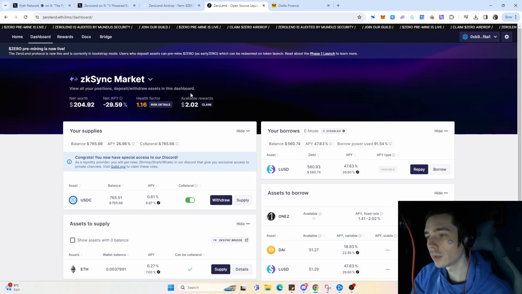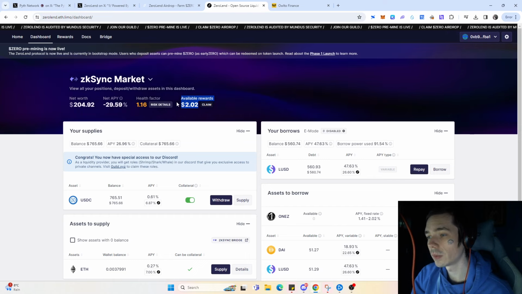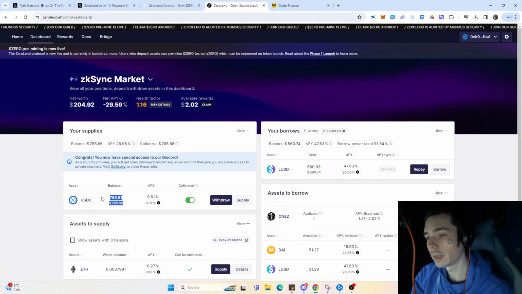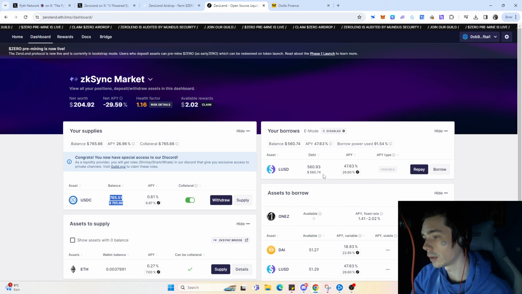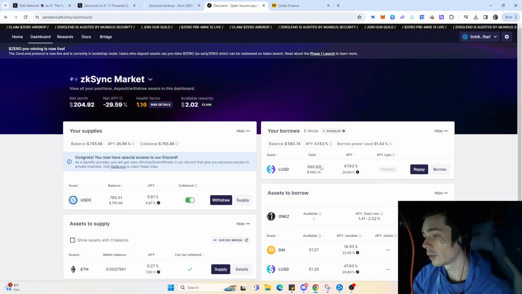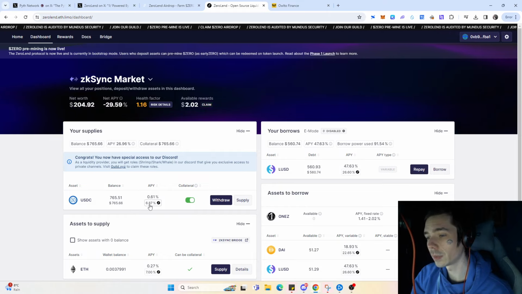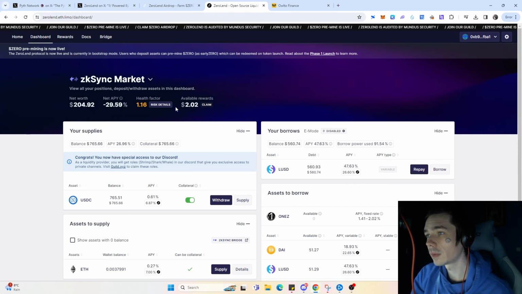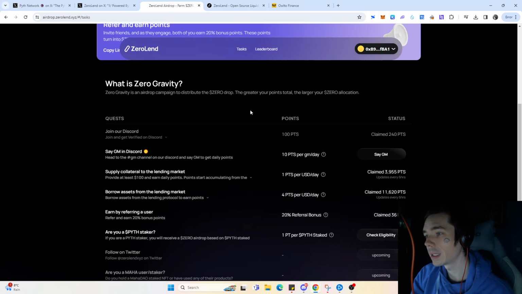And while doing so, you are also earning more Zero rewards simply because you are getting 6.8%, for example, on the balance that you provide as lending, as well as 26% on the amount that you are borrowing against. So 26% on those 560 and 6.8% on the 765. And with that, you most likely will get an airdrop again for holding those points. And the bigger the points are, the more you will receive the portion of an airdrop.